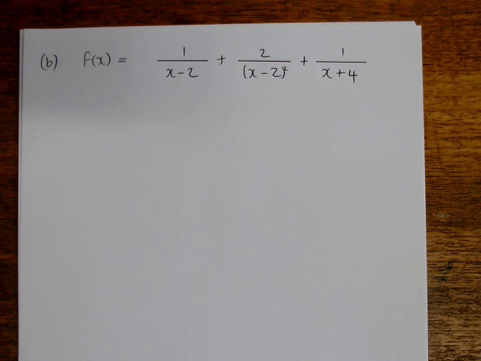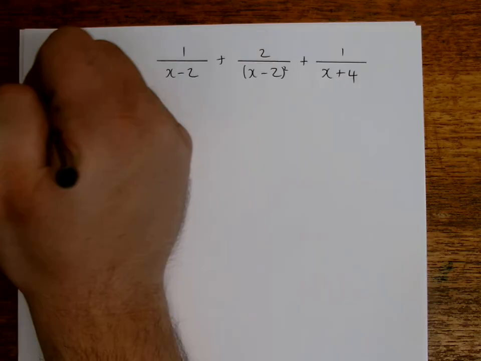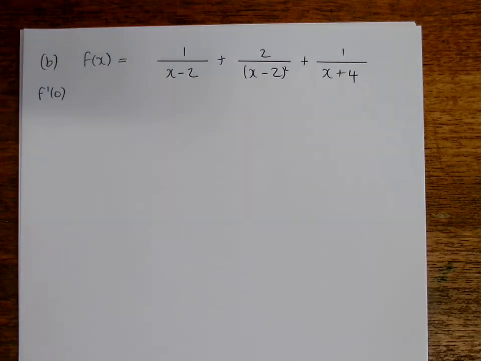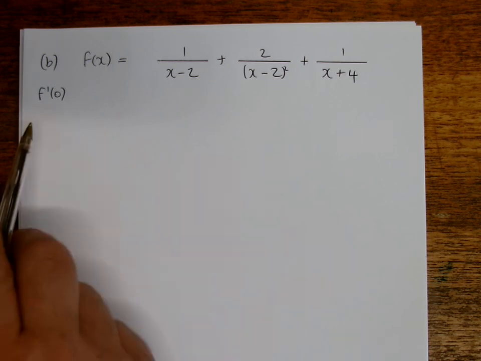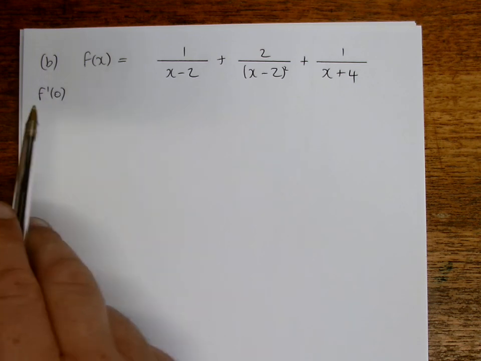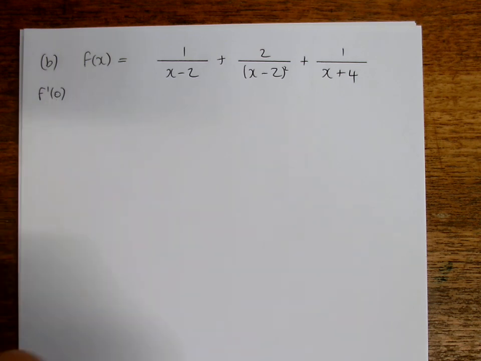Okay, so in part B, we're asked to find f dash of 0. Find the value of f dash of 0. Now, what is that? Well, remember, f dash is another way of saying dy by dx. So we need to differentiate, and once we differentiate and find dy dx, or f dash of x, we can then put the value x to be 0 in.